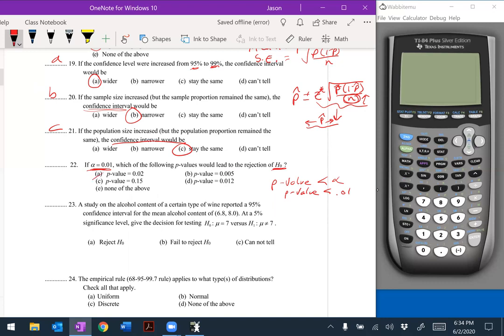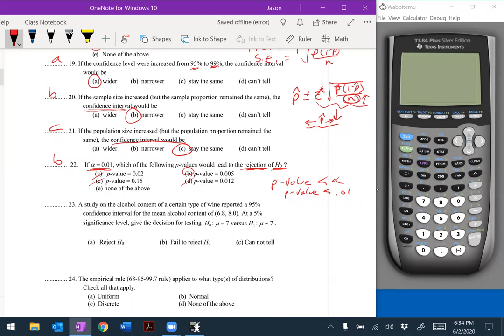Well, certainly not A, certainly not C. Okay, what about B? I like B. B is pretty low. And what about D? No, D is not less than 0.01. So 0.02 is not less than 0.01. B is the only one that's less than 0.01, so that would lead to a rejection. If the p-value is less than 0.01, then we reject the null hypothesis. That is B.